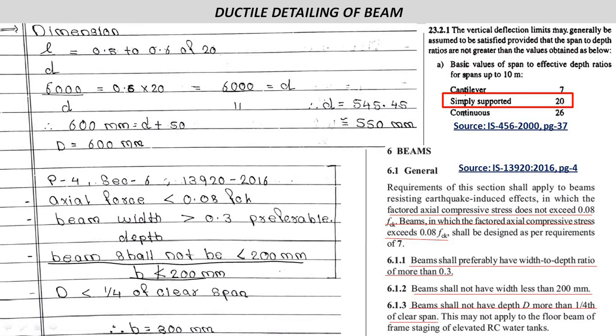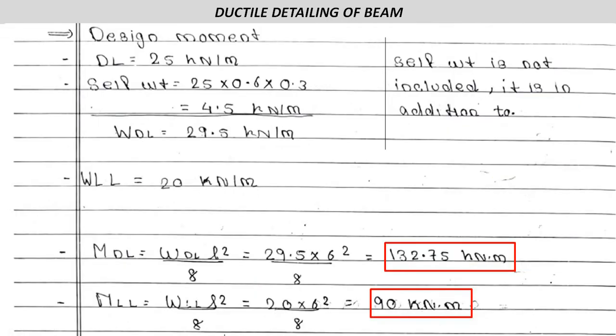And last, the beam shall not have depth, capital D, more than 1/4 of the clear span. So capital D should be less than 1/4 of the clear span. So here I have assumed B, as width of the beam, as 300 mm. So in this we have calculated effective depth, overall depth of beam, and width of the beam. So next, second step we have to do is design moment.